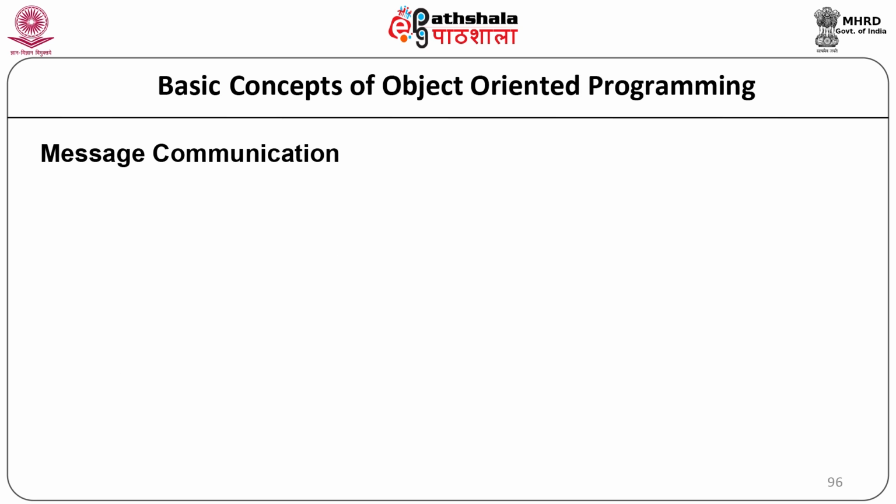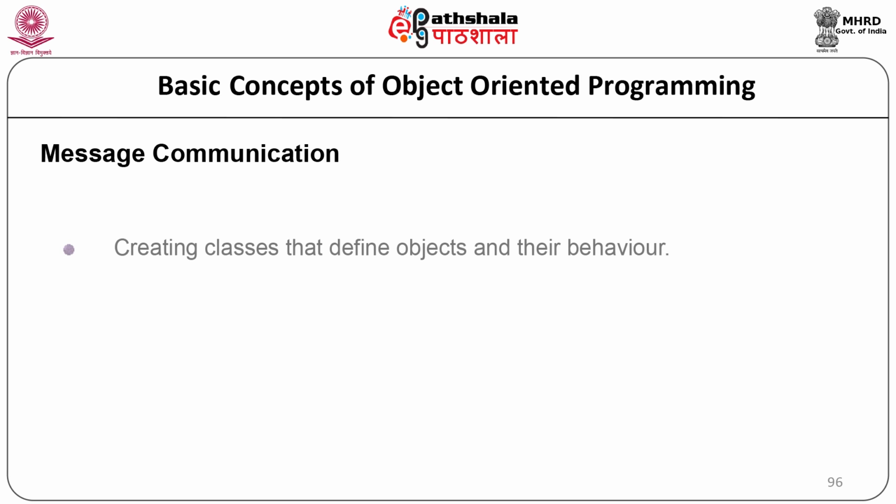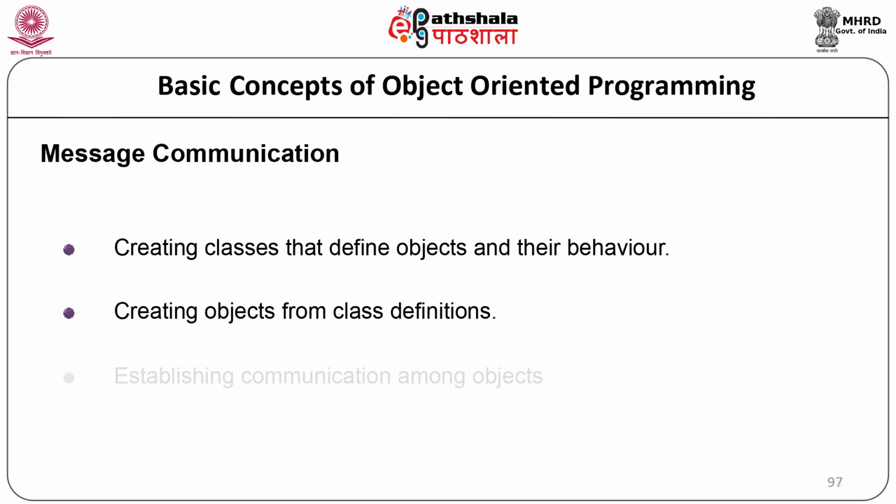The next is message communication. An object-oriented program consists of a set of objects that communicate with each other. The process of programming in an object-oriented language involves the following basic steps: creating classes that define the objects and their behavior, creating objects from the class definitions, and establishing communication among the objects.